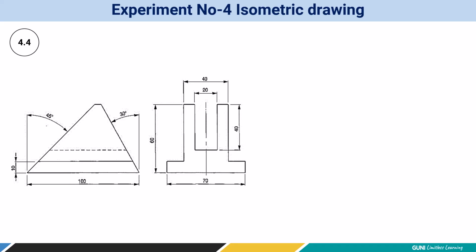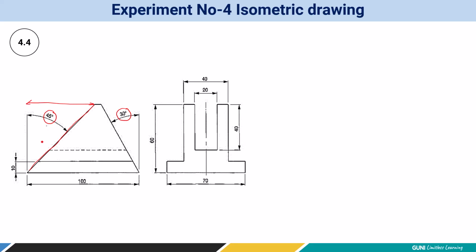In this exercise 4.4, let's try to draw the isometric view of the given orthographic drawing. Now if you carefully observe, to draw this inclined surface, we have only been given the angle. Especially, the angle will change in an isometric drawing. So we need linear dimensions to draw it, right?